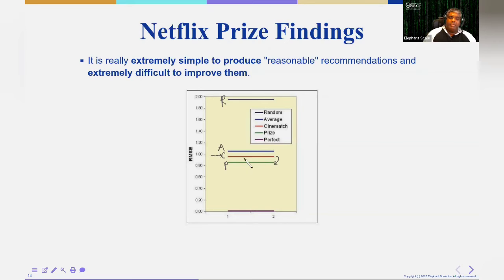This is Netflix, and then this is the prize. You can see they are pretty close together. And this is why people say it's extremely simple to produce decent recommendations, but extremely hard to improve them. So you just need to understand the context.